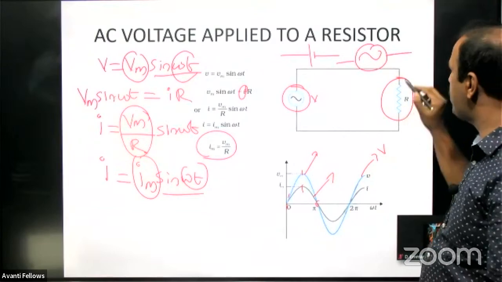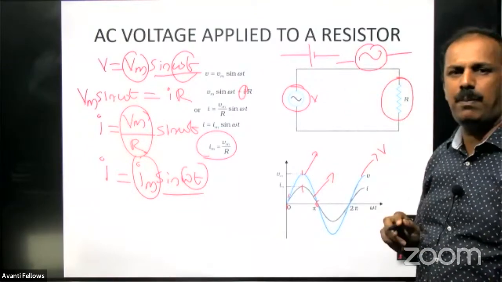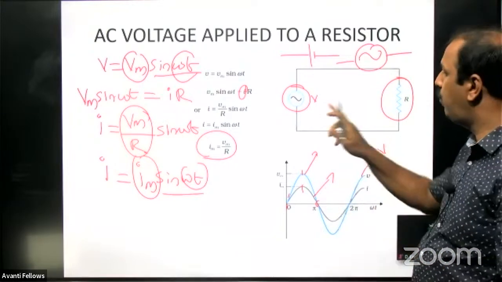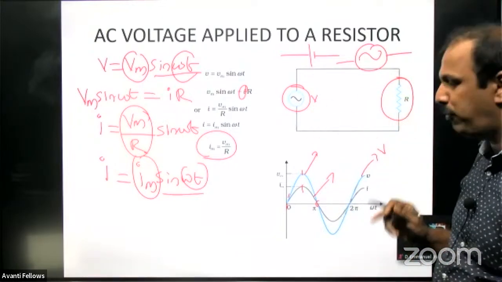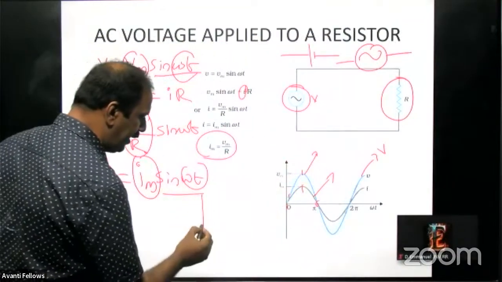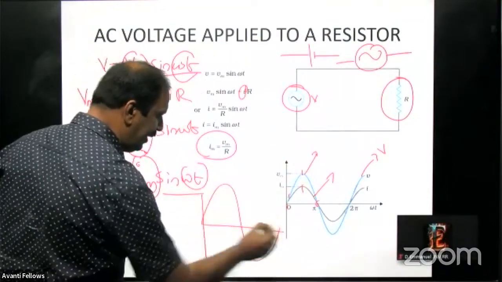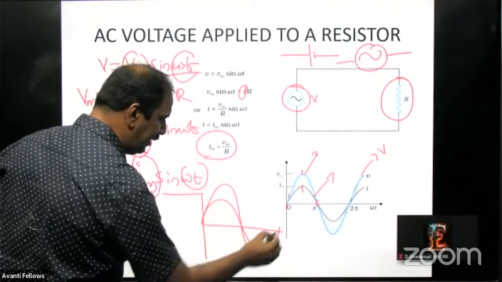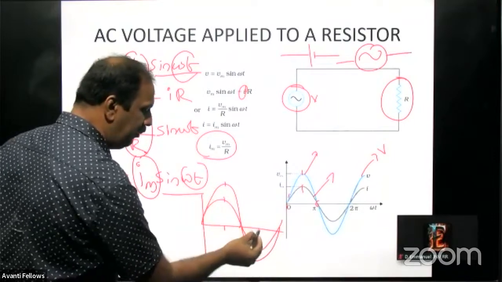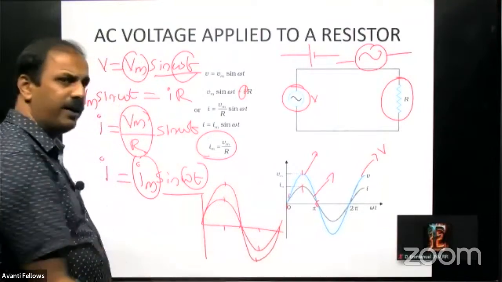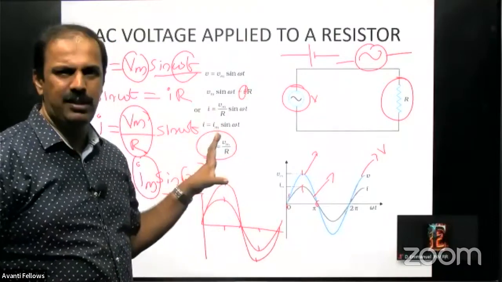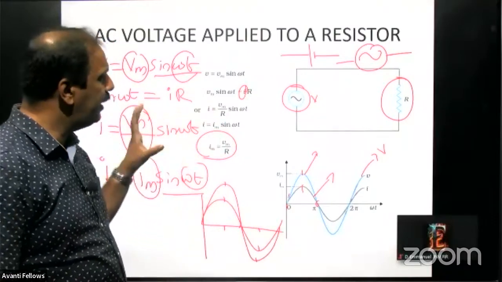When AC is applied to a resistor, we have a voltage, we have a current, but the voltage and current are in phase. The technical term is in phase. In phase means like this. The graph, one goes like this and the other goes like this. Both will be maximum at the same time. Both will be 0 at one time. Both will be negative maximum also at the same time. So the voltage and current are in phase. That's the main thing.